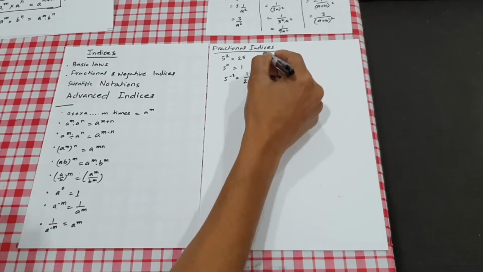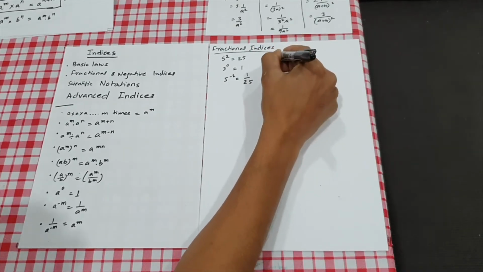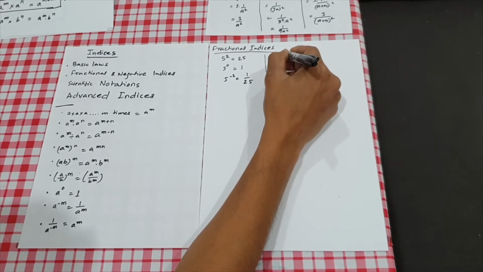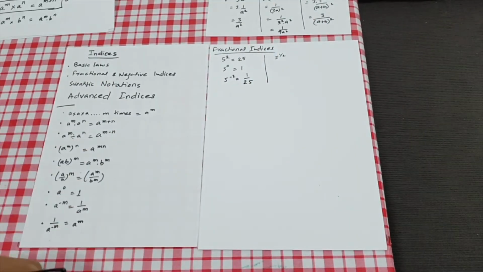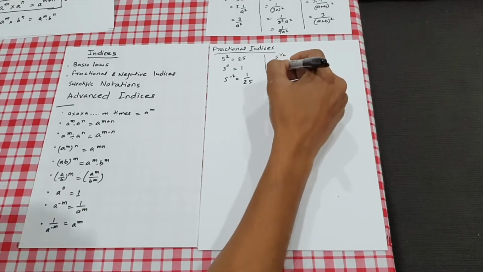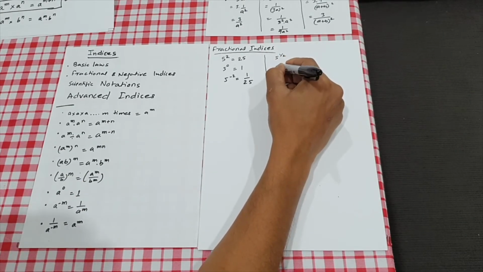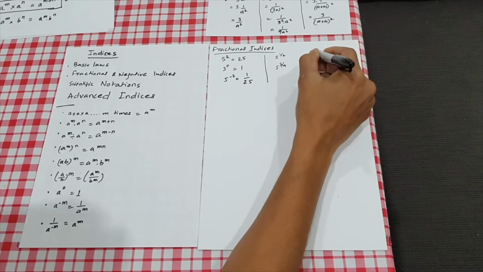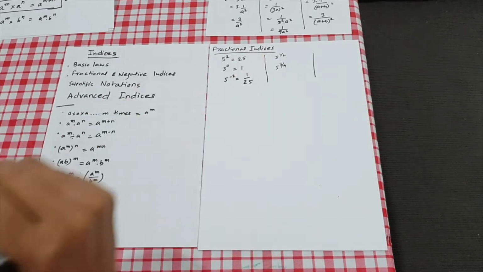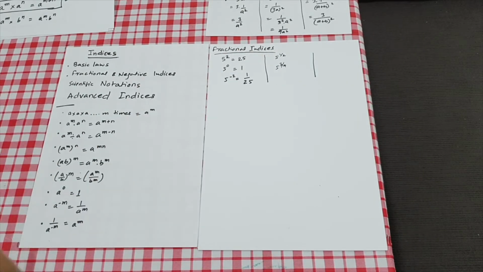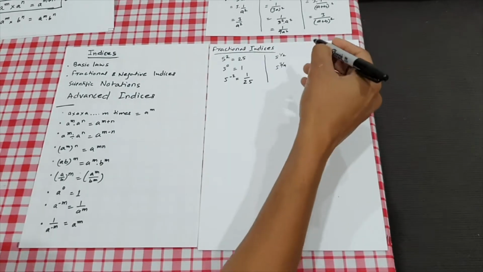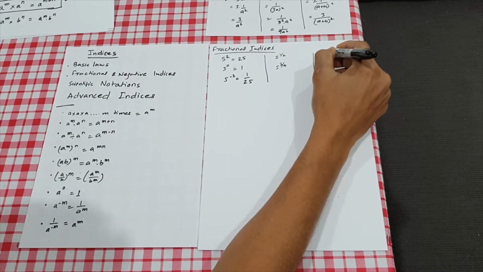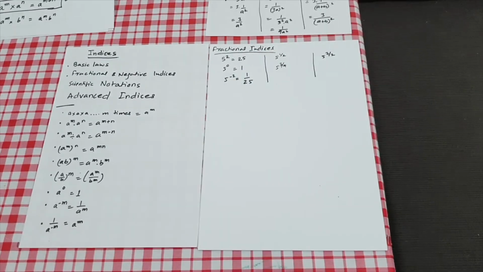What we want to now see is what happens if your power is fractional in nature. So it's 5 to the power 1 by 2, right? Or let's say 5 to the power 3 by 4. It is less than 1, or it could be more than 1, so 5 to the power 7 by 2. How do we deal with these fractional indices when we have them?